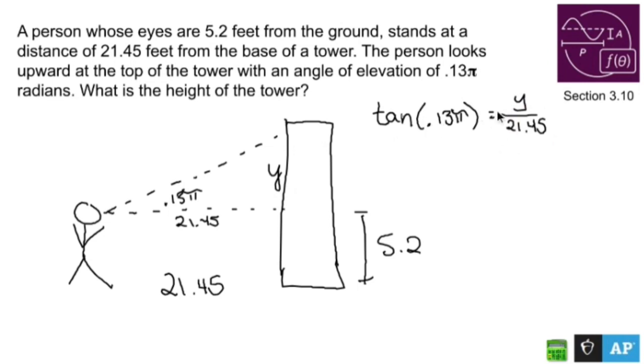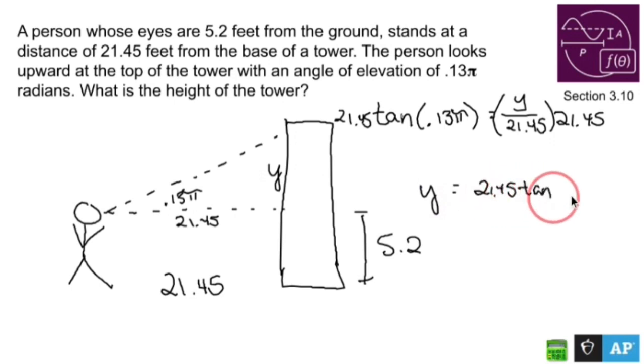If I want to throw all of this into my calculator all at once, which is what I'm going to do, I'm going to multiply both sides by 21.45. And so in my calculator, I now know that y is equal to 21.45 tangent 0.13 pi. However, that's not the height of the whole tower.